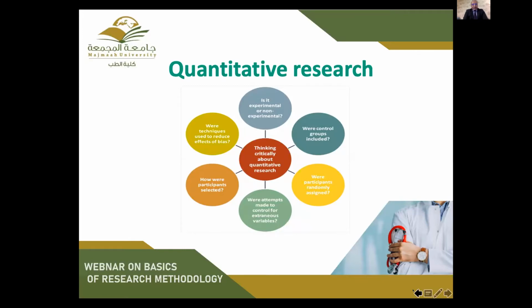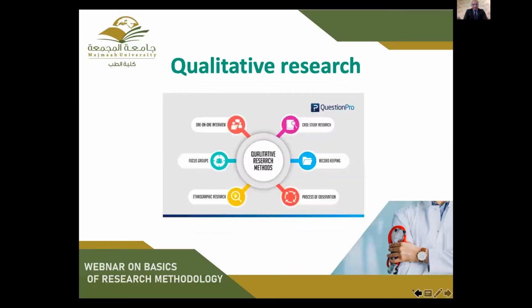Were attempts made to control for extraneous variables? These are again designed for your particular research. How were the participants selected, and were techniques used to reduce the effects of bias? This is basically an overall view of how you design the methods of conducting your particular research.